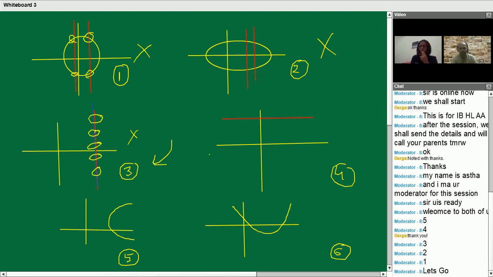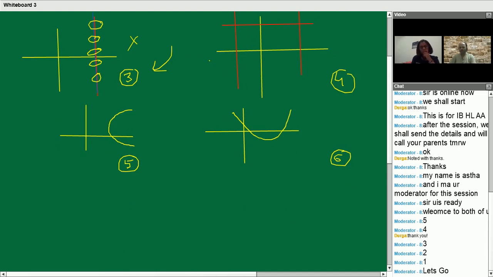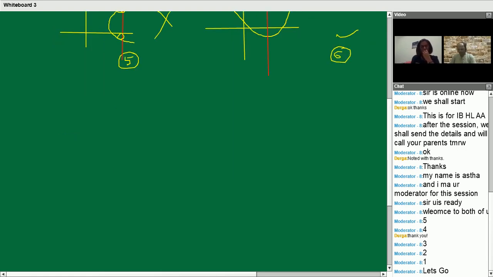Okay. Now the question is, if we move to the 4th one, you can see that if we draw a line, we will get only one point of intersection. And for the 5th one, you will have more than one point of intersection. That's why. So it's called the vertical line test.